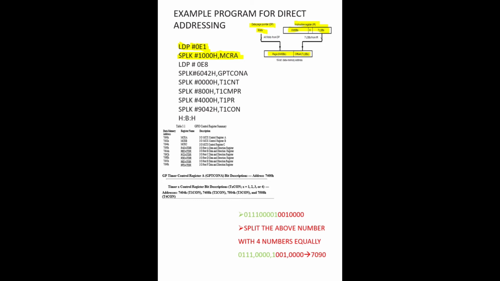Then with the help of the instruction register, the last 7 bits together will give me a 16-bit address of the MCRA register. Now the machine will store the 1000 in the address of MCRA. Let us take the exact address of MCRA as 7090. How I am going to get that 7090 with the help of this direct addressing concept, I will explain clearly. 0E1, that I am going to write here: 0, this is E, and this is 1.